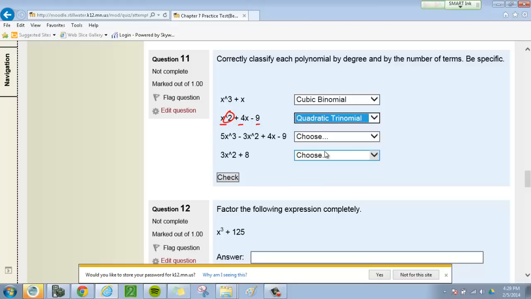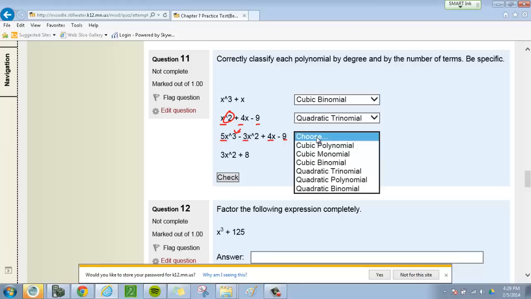And here, this one has 1, 2, 3, 4 terms, nothing to combine. So that's 4 terms. Once you get past 3 terms, that's a polynomial. And this is 3, so it's a cubic right there. The degree is a 3rd, so that's the biggest one. So that's a cubic polynomial.